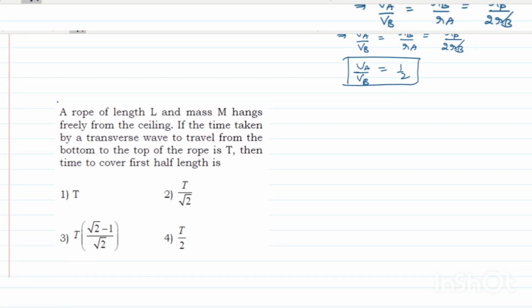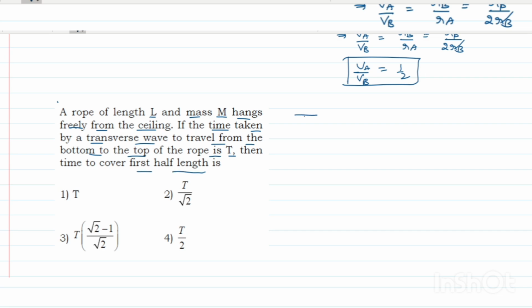Let us see the next question, students. A rope of length L and mass M hangs freely from the ceiling. If the time taken by the transverse wave to travel from the bottom to the top of the rope is T, then the time to cover the first half of the length they are asking.